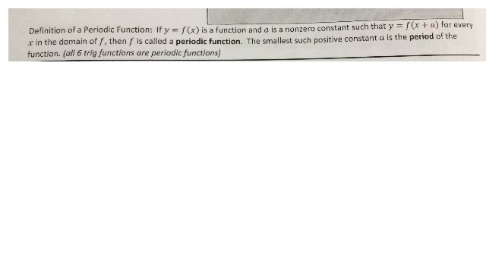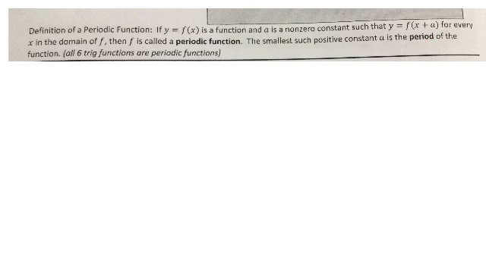That's why we can call it a periodic function. The smallest such positive constant alpha is the period of the function. So we talked about that alpha. We could add 2 pi, 4 pi, 6 pi, 8 pi, 10 pi. There's a bunch of alphas we could add that would put us back where we started. The smallest one we can come up with is called the period.